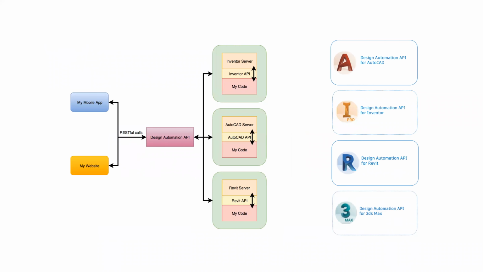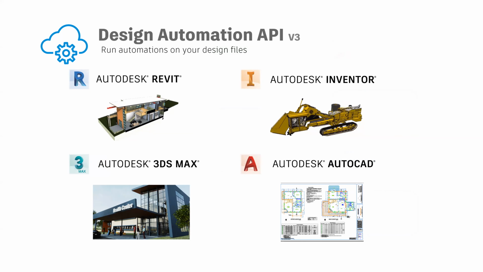So overview, sorry. So this is about design automation for AutoCAD, and we have design automation for Max. Design automation API for Max script offers rich capabilities for 3D data modeling, animation, rendering, and simulation.